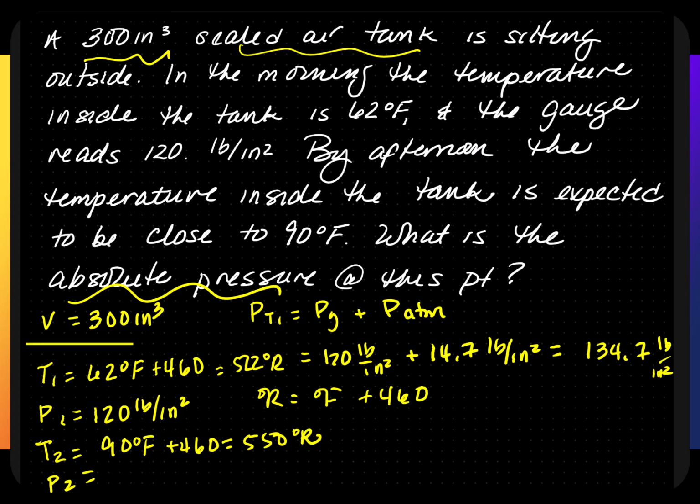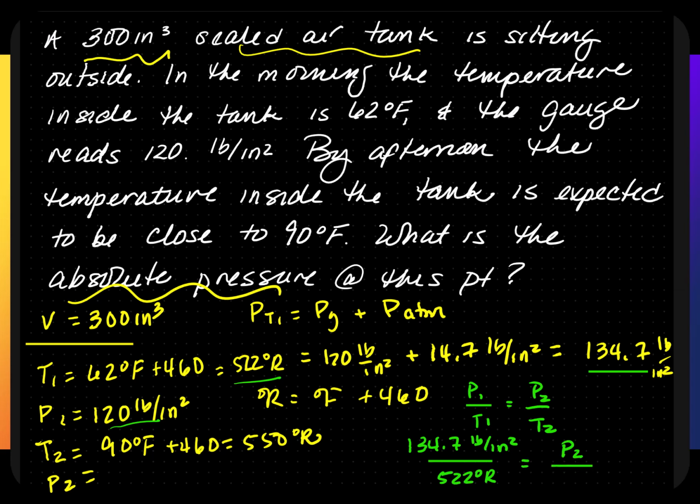I have 2 P's and 2 T's, so I know this is going to be Gay-Lussac's formula, which tells me P1 over T1 equals P2 over T2. My P1, we're not using 120 because we want absolute. We're going to use 134.7 pounds per inch squared. My T1 we calculated in Rankines as 522 degrees R. Pressure 2 is what we're looking for. My T2 we calculated in Rankines to be 550 degrees R.